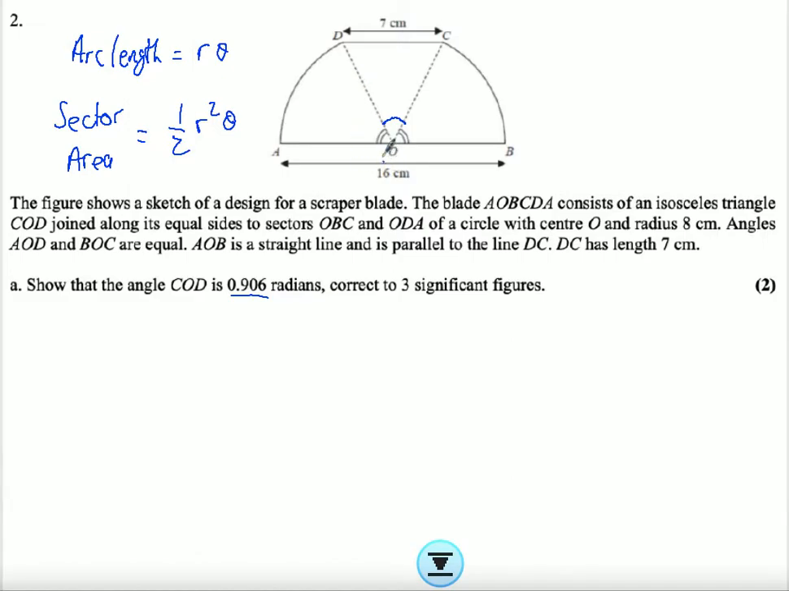Okay. Sneakily, we know that this is 8 and this is 8, the radius, as we mentioned earlier. So therefore, it's just a triangle. We want this angle. We've got all 3 sides. It's going to be the cosine rule, isn't it?